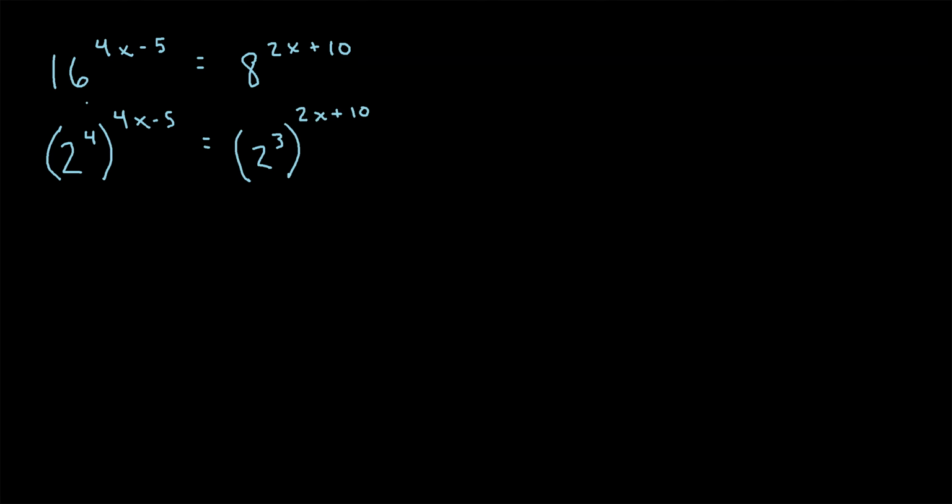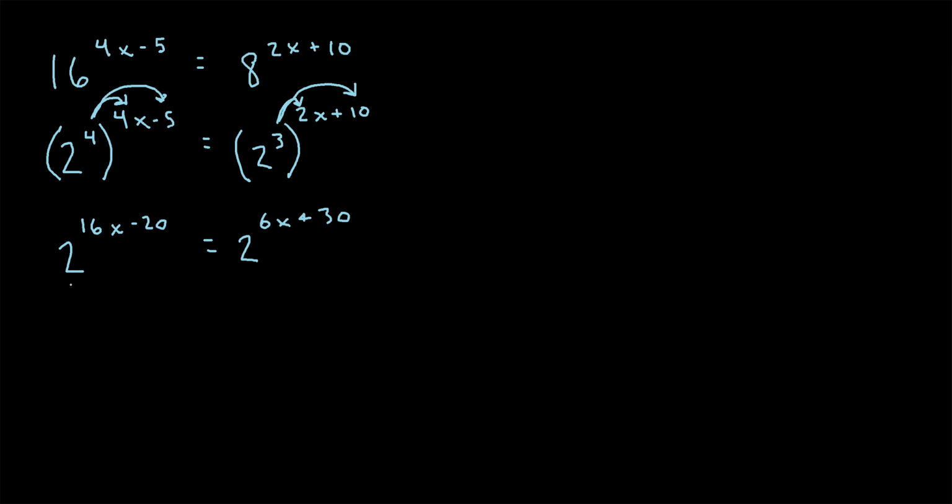Okay, now after we've rewritten it, we can distribute this 4 into the exponent to multiply these values to get a new exponent. So what we really have is 2 to the 4 times 4x, that's 16x, and 4 times negative 5, that's negative 20, is equal to, over here we can distribute that 3 to each of these terms. So we'll get 2 to the 3 times 2x, that's 6x, and 3 times 10, that's plus 30.